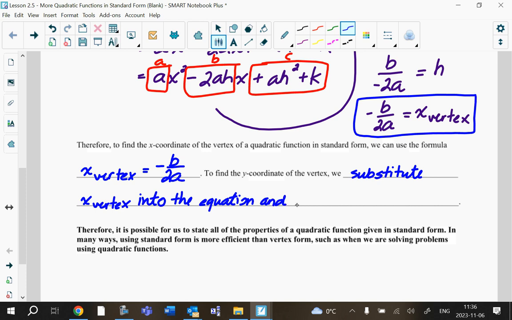And find Y, or Y vertex. So you actually don't need to complete the square. Completing the square is actually pretty efficient if the quadratic function is simple enough. But when it starts getting more complicated, this actually works better. And again, if we have the vertex, we know everything that's going on with the parabola. We know all the properties and we can graph it.